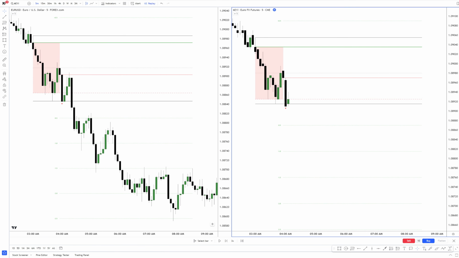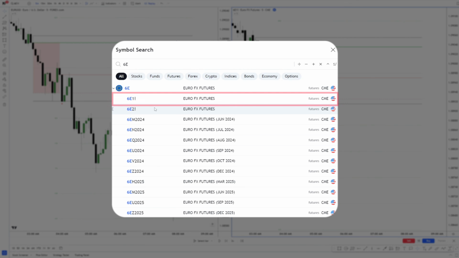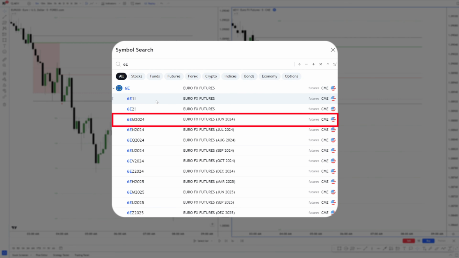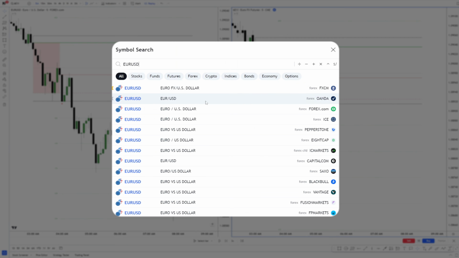Let me show you why it's very important to apply this change in your trading for better results. To the left you have the spot market price chart of Euro USD, and to the right you have the Euro FX futures chart of the continuous contract. Use the continuous contract to do your analysis and execute your trades either in the current futures contract month as a futures trader, or use the spot market price chart from Euro USD if you are trading CFDs.